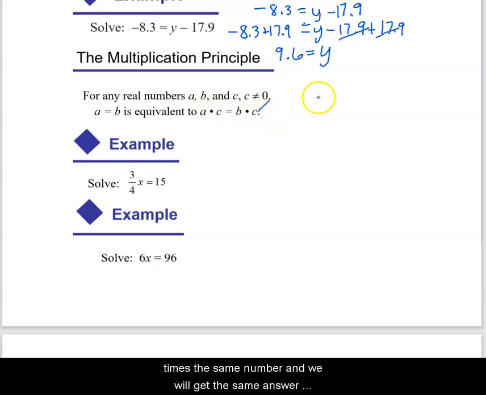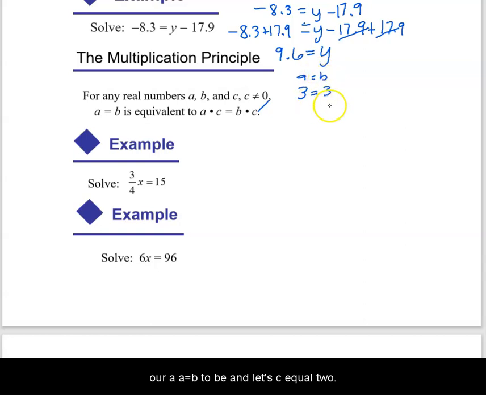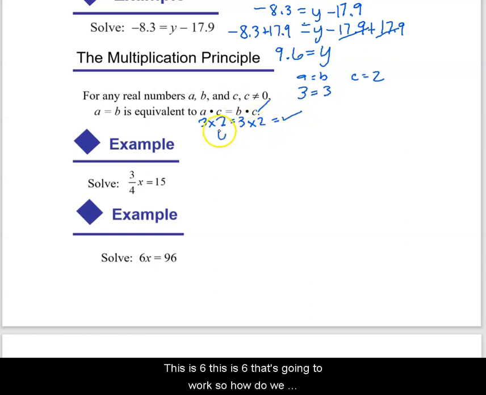So that would be like saying 3 is equal to 3. That would be our a is equal to b. Then let c equal 2. So is 3 times 2 equal to 3 times 2? Yeah. This is 6. This is 6. So that's going to work. So how do we implement this when we're using algebra?